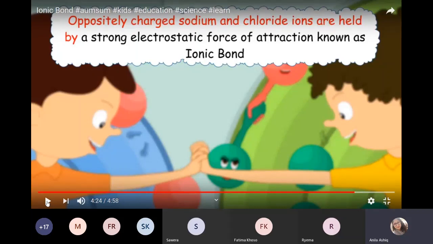Sandaleen, okay, Sandaleen. So get ready for the wrap up. I had your name in my mind. Why did I stop? It's because I wanted you to note it down that oppositely charged sodium and chloride ions are held by a strong electrostatic force of attraction known as ionic bond. And electrostatic force of attraction is the key word.